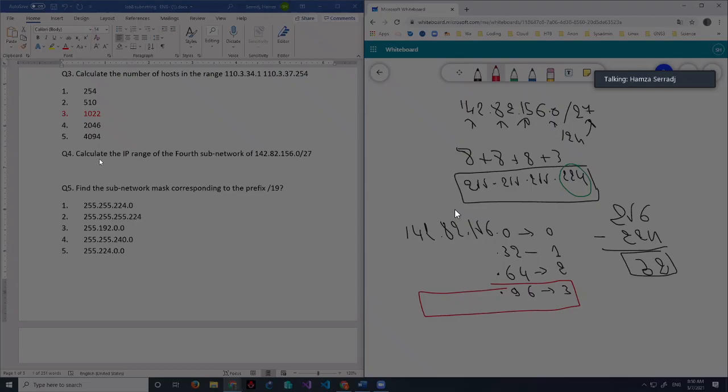Okay. So calculate the IP range here. It's saying IP range. So I need to know what is the network ID. Okay, we got it. This is my network ID. So the network ID, we're going to type it here. Something like this.